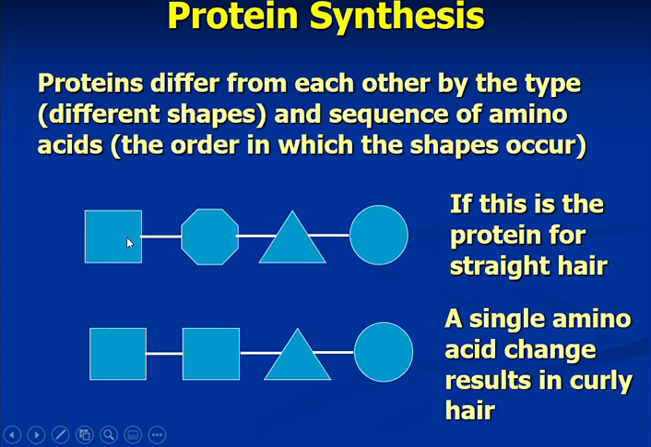So you can see that it's very important that we have a very strict set of guidelines or instructions to tell us this is the order that your amino acids need to be in. Because the difference between straight hair and curly hair is fairly innocuous. It doesn't really make a difference. But if I change one amino acid, it could be the difference between functioning and non-functioning, which is then really a serious problem. So we need to make sure that we have that set of instructions.